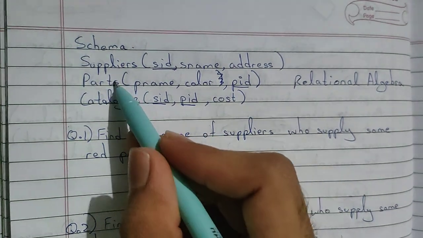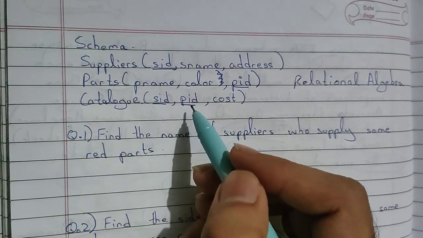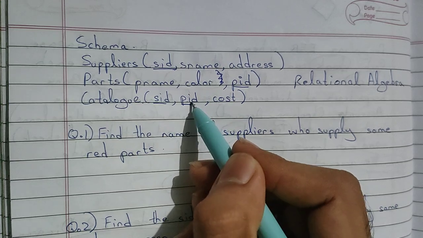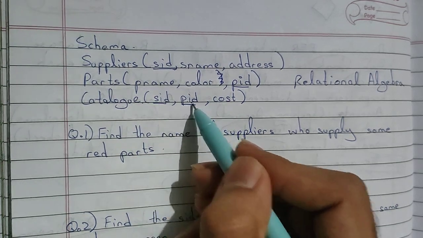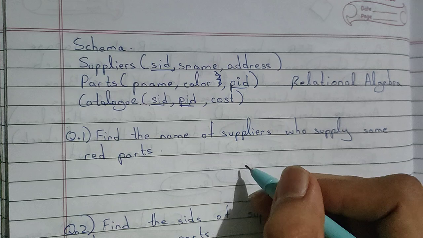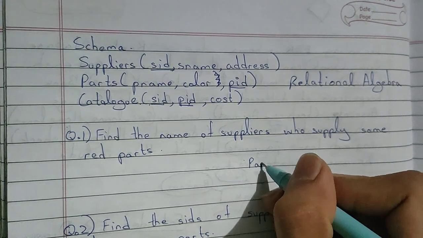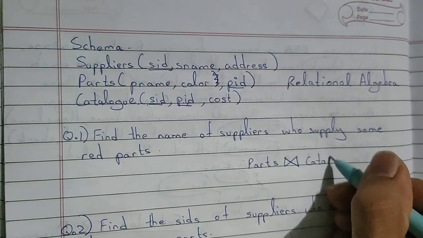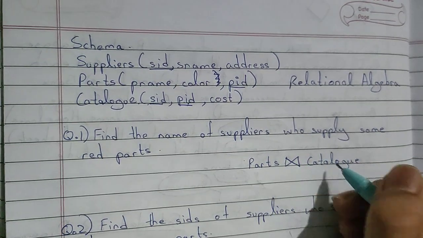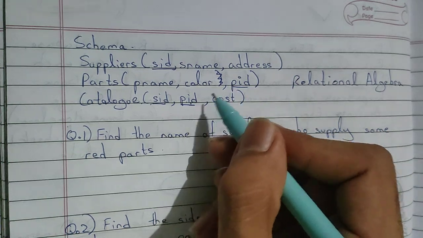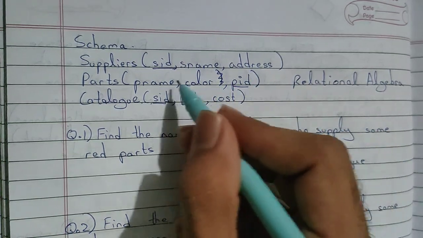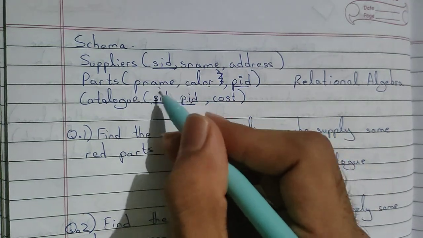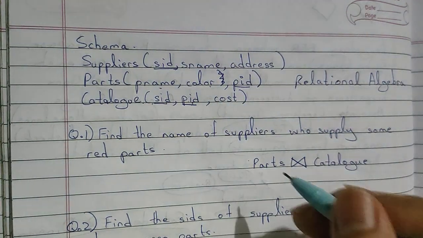So firstly, we need to look at parts and catalog, because we have color over here and we have a relation between the product and a supplier in the catalog. So firstly, we can use natural join on parts and catalog. It will automatically link these two tables with the help of the PID. So each product's corresponding name and color will be joined with the corresponding supplier ID and cost.